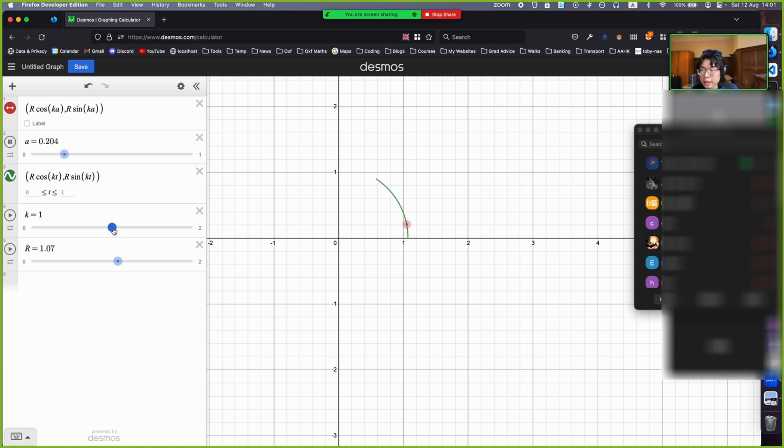If I increase k, we can see that it actually moves further. From 0 to 1 second, this thing moved further, and in fact, by exactly double the amount. When k was 1, it moved to somewhere like here. When k is doubled, the distance traveled doubles. When k is halved, the distance traveled is halved.